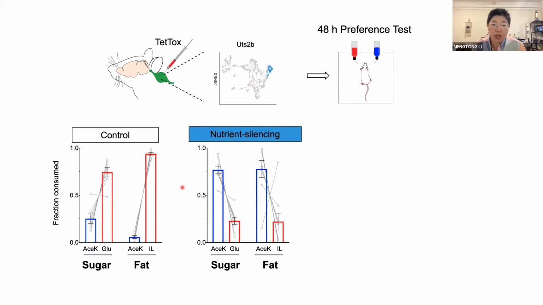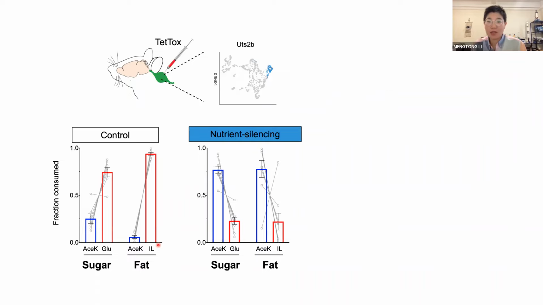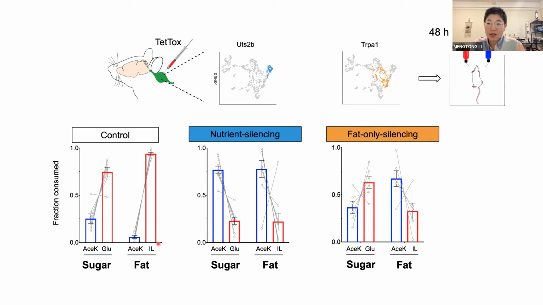As hypothesized, after 48 hours, the mice were attracted to artificial sweetener, but not glucose or intralipid, while the control mice still go for the glucose and intralipid, which means that the nutrient sensing vagal neurons are required for the development of both fat and sugar preference. Next, we did the same thing on the TRPA1 Cre mice, the fat-only responders. After genetic silencing, these mice no longer develop the post-ingestive preference for fat stimuli, but retain their capacity to develop a preference for sugar.